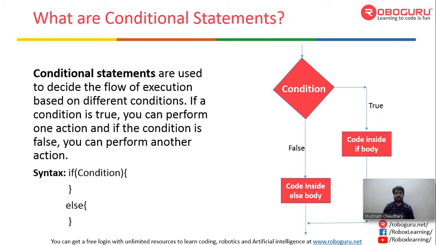You need to write all the instructions that should be executed if the condition is true between the curly brackets of if. If you want something to be executed if the condition is false, all those instructions should be written inside the else body, or inside the curly brackets of else.